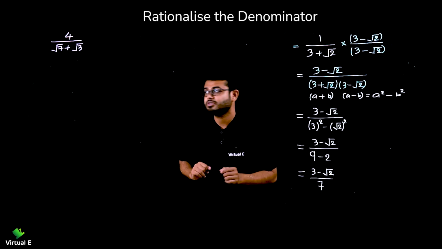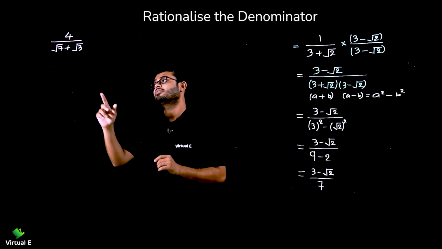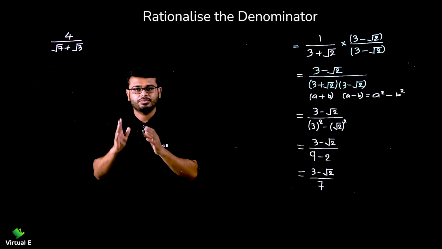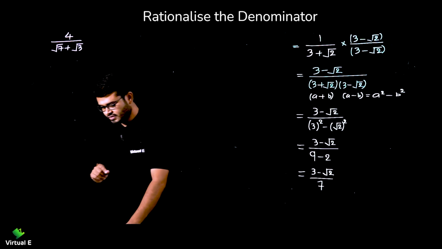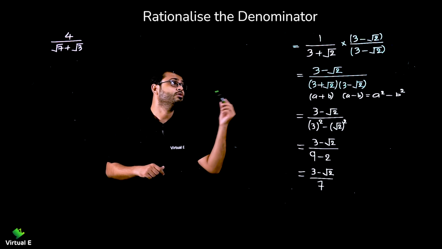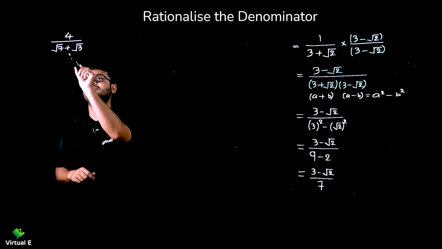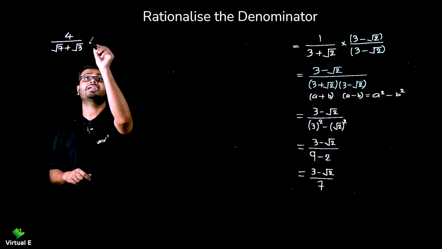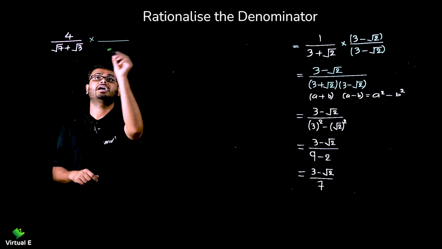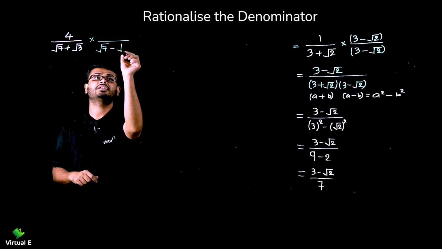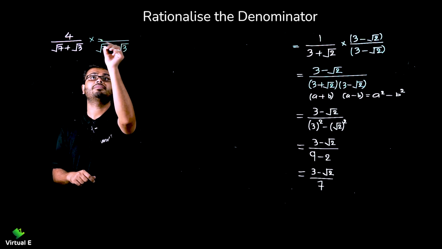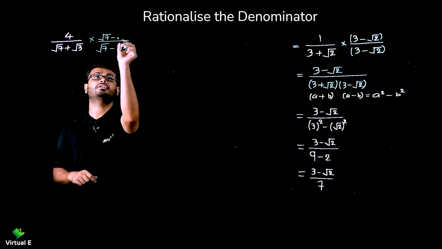Let's discuss the next question. So we have here 4 by root 7 plus root 3. Now here also we are going to approach in the same manner. First of all, we are going to find the conjugate. So here root 7 plus root 3. So what can we write? Let's write a multiplication sign, and here plus. So we'll be writing root 7 minus root 3. Now the same will be in the numerator.